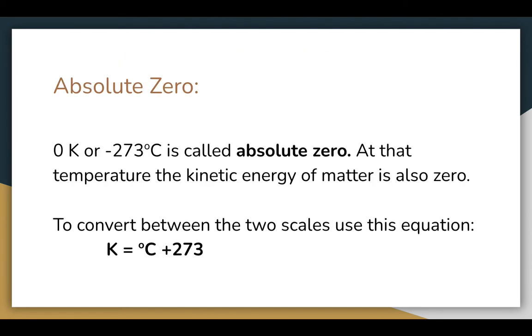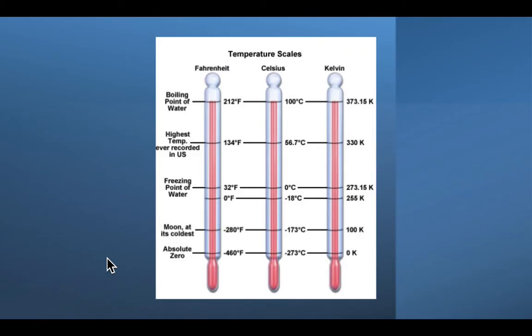So 0 Kelvin or negative 273 Celsius is called absolute zero. At that temperature, the kinetic energy of matter is also zero. And so you can see that to convert between the two temperature scales, you just take the Celsius temperature and add 273 to it, and then you get the Kelvin temperature. So this is just a comparison.